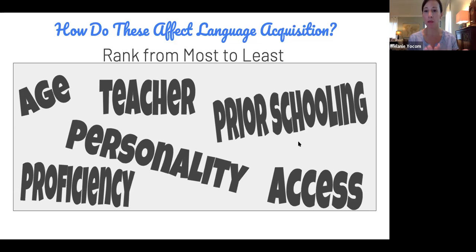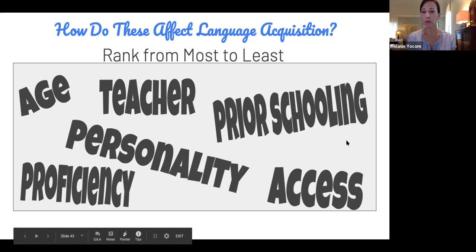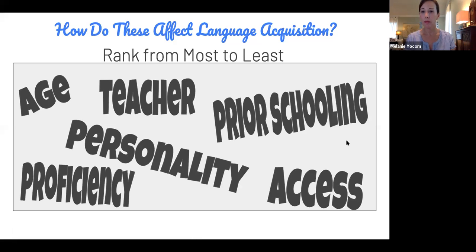Okay, so we have some I've already shared. From most to least, I'm seeing varying things: access, prior schooling, teacher, proficiency, personality, age. As you can see, no one thinks the exact same thing. You all have various rankings as to what you feel most affects language acquisition. Continue to type in your rankings if you're still doing that.